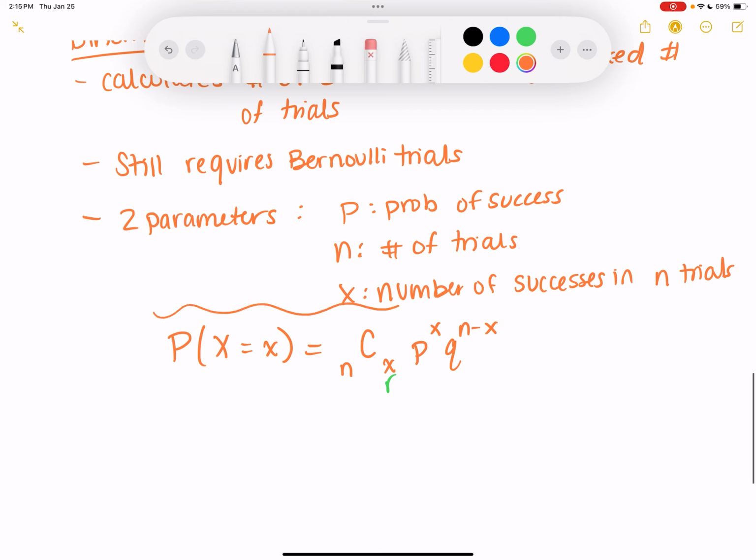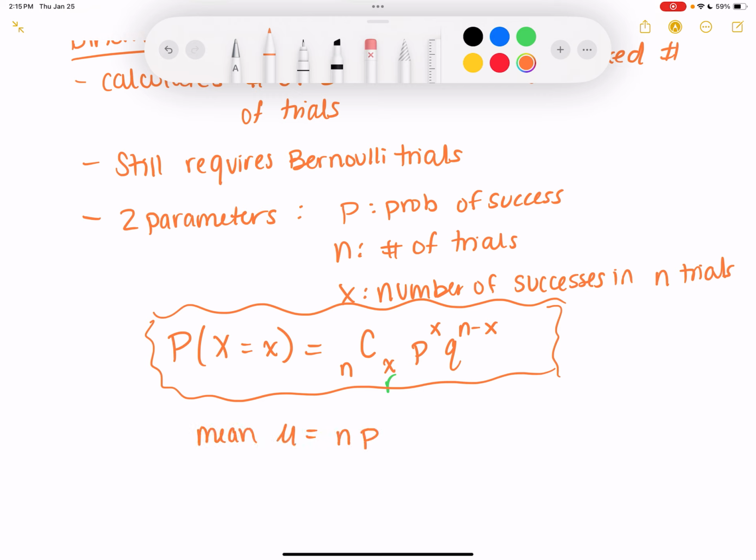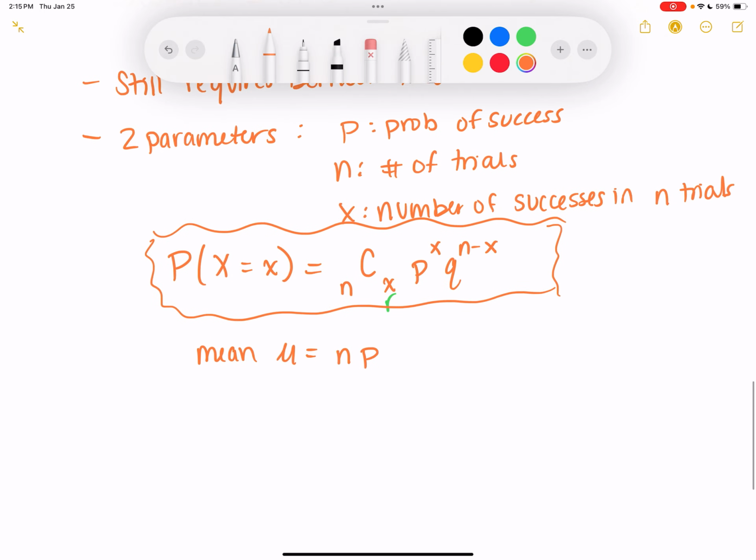So this is your formula here. That's really critical that you know. The mean, mu, is equal to n times p. Standard deviation, I don't know, it keeps running away, is the square root of npq.